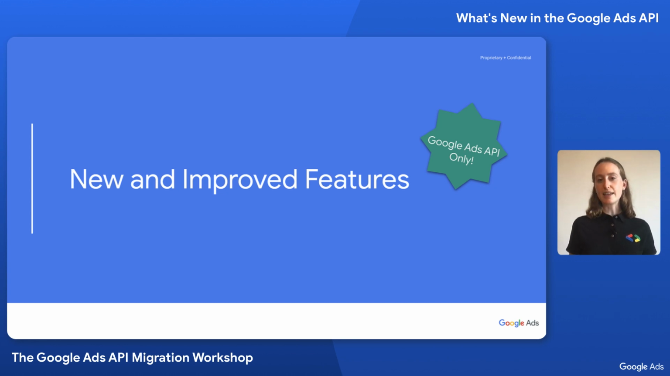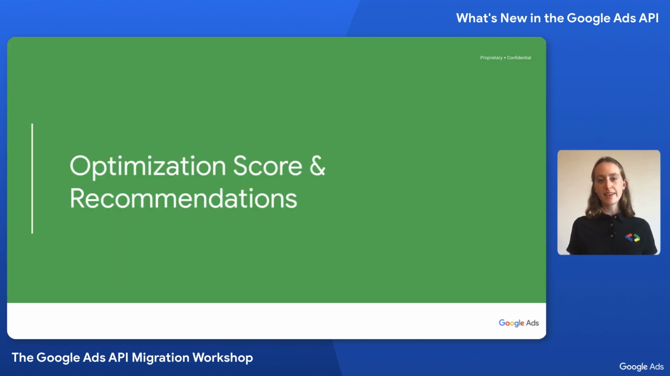Now I want to highlight some of the new and improved features available in the Google Ads API. As a reminder, new features are only coming in the Google Ads API and won't be made available in the AdWords API. Let's start with two of my favorite new features in the Google Ads API, Optimization Score and Recommendations.